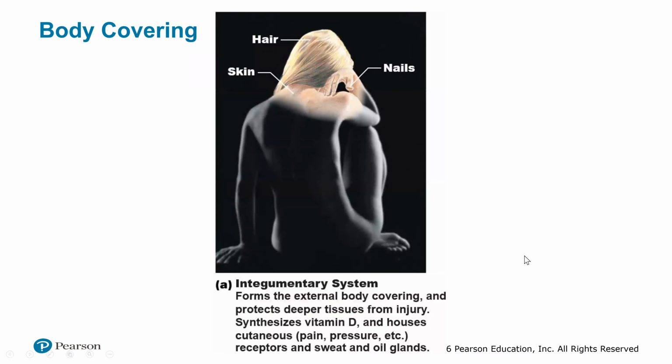of your body. So integumentary system forms external body covering and protects deeper tissues from injuries. Function of integumentary system include synthesis of vitamin D, houses cutaneous receptors for pain, pressure, etc., and houses sweat and oil glands. And the major organs of the integumentary system is your skin, your hair, your nails.